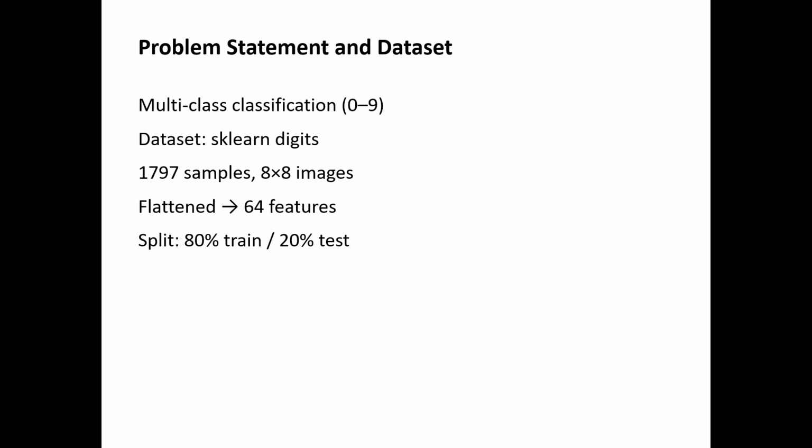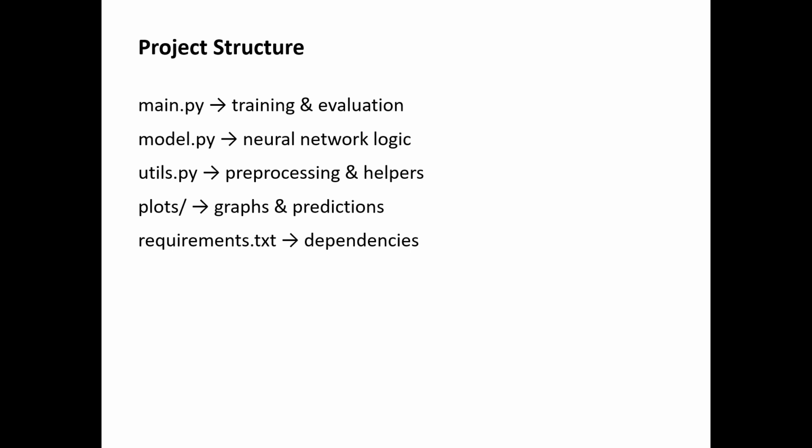The problem here is that we have the digits dataset of sklearn. We have imported the dataset. There are 1797 samples, which are 8x8 images, so that becomes a 64-pixel dataset. Using NumPy, we flattened the 64 features into a 1D array, and then we split the data into train and test using NumPy itself, with a 0.2 ratio.